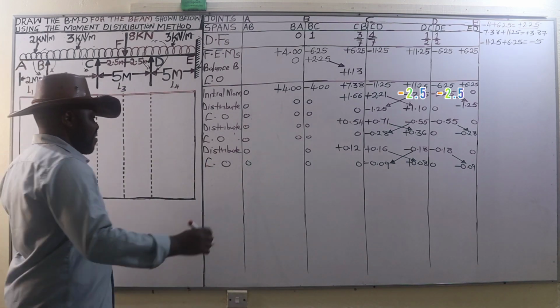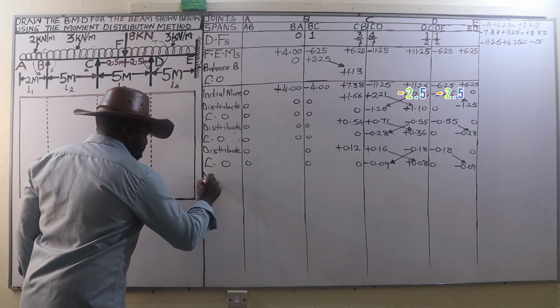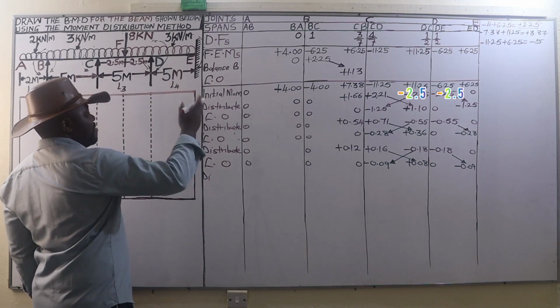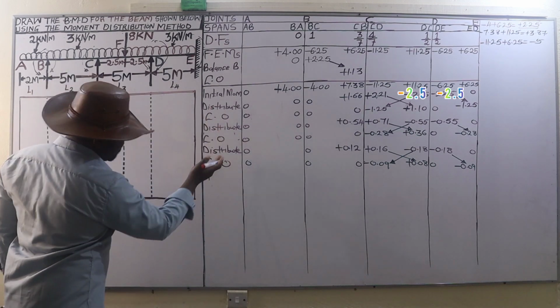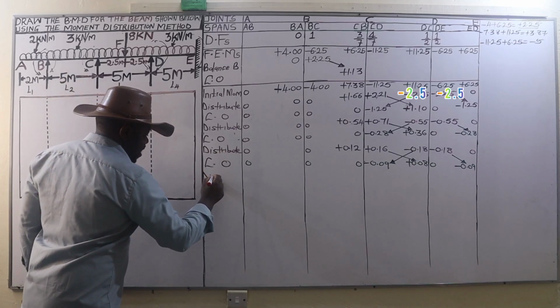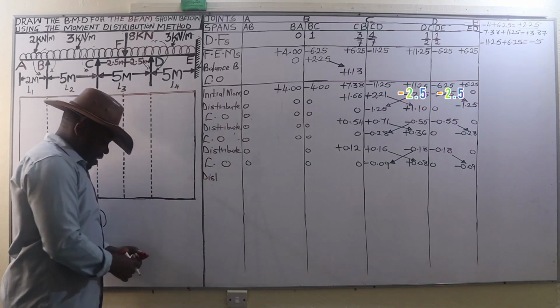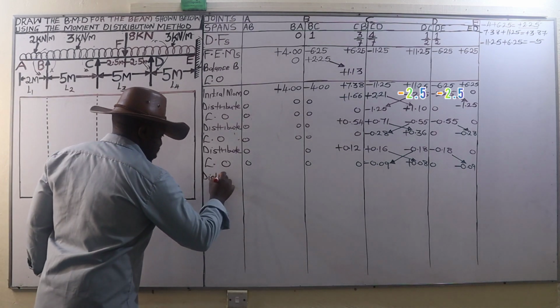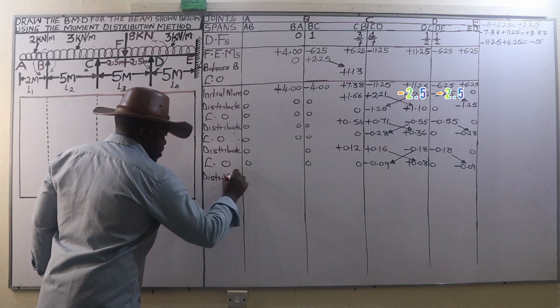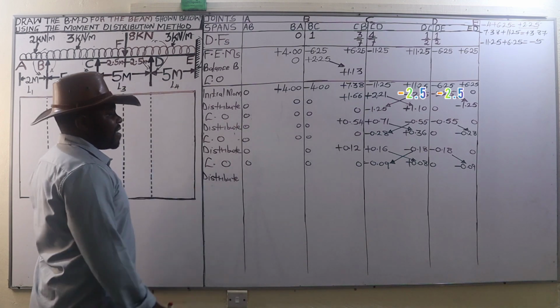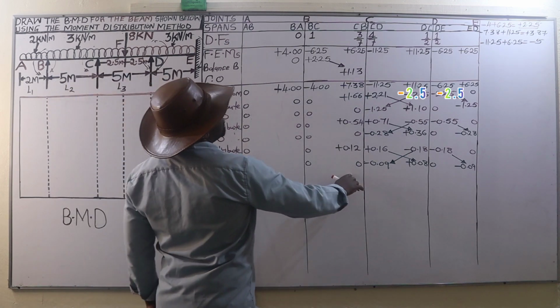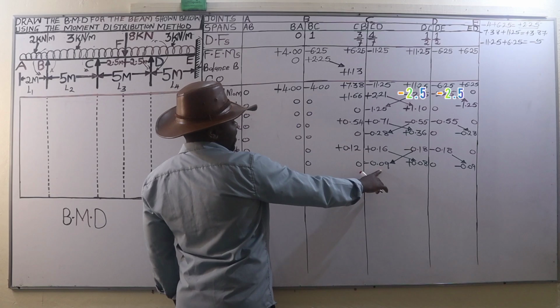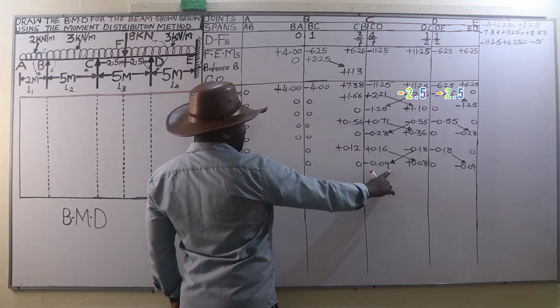After carrying over, we distribute. That is always the procedure. Distribute, carry over. Distribute, carry over. Distribute, carry over. Until we reach the required degree of precision. So we distribute. And come to joint C. The excess moment is positive 0.09.